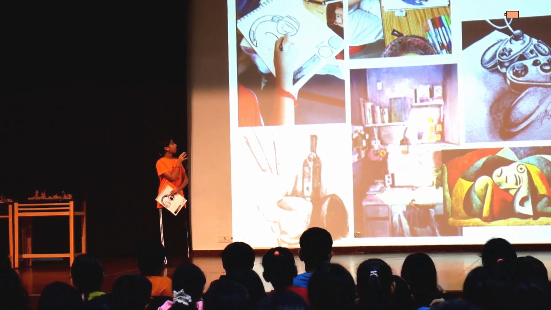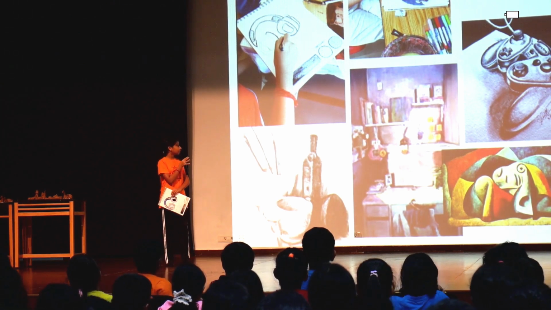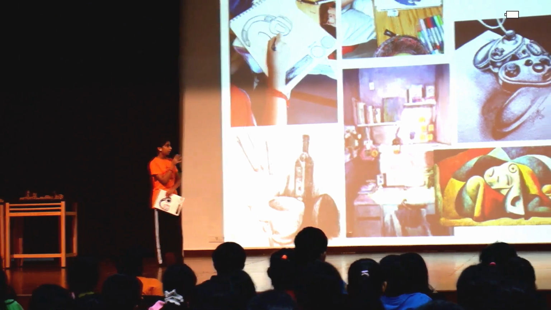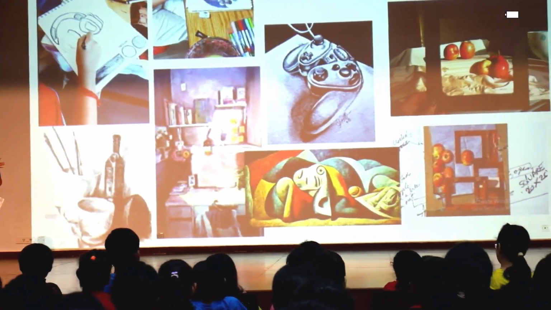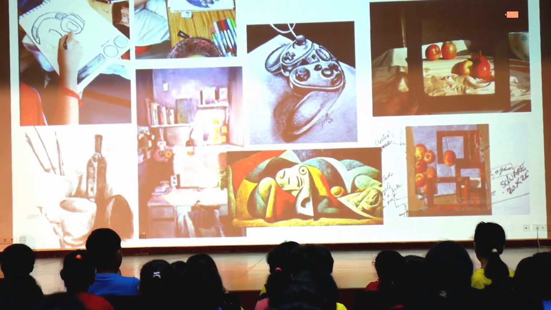Those are all examples of direct observational drawings. The last one of the apples is the perfect example. They see the apple and then they draw it, and they have notes and stuff.